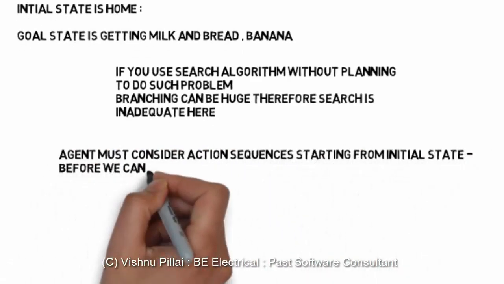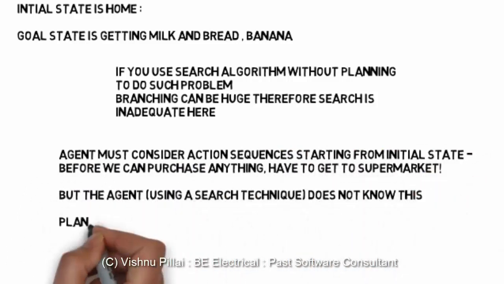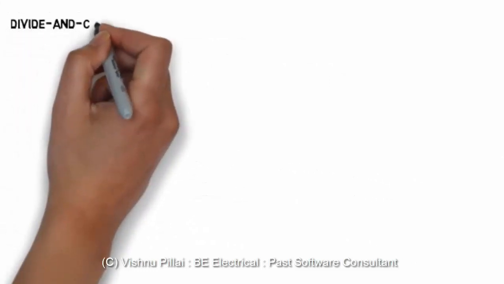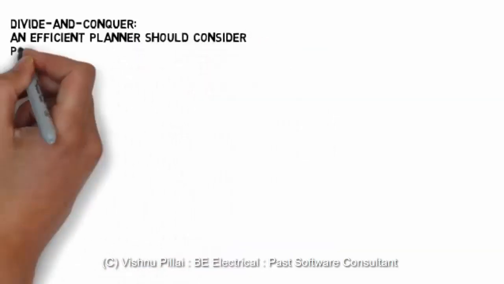Also, the agent must consider the action sequence starting from the initial state. The agent should know that before purchasing anything it will have to get to the supermarket, but an agent using a search technique does not know this. Planning is a sequence of actions that can achieve a goal. So before defining any action, there should be a sequence of actions. The impact of action A on action B and the impact of action B on action C should be considered while you are defining a goal. Such problems can be solved by using planning.